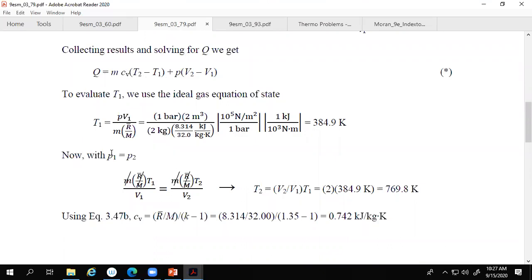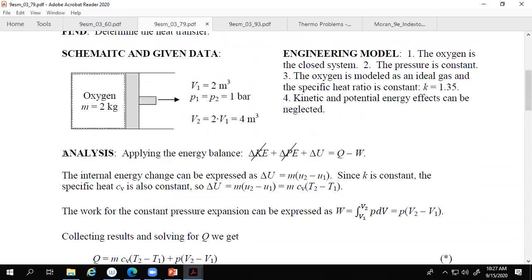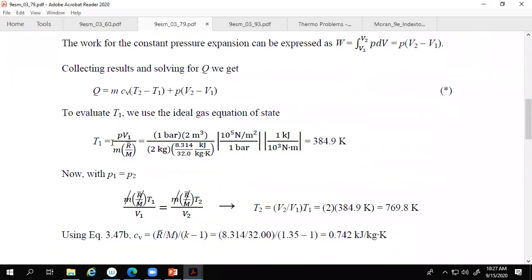Now we're going to use the ideal gas law, because we're making ideal gas assumptions. We don't know the initial temperature, but we know pressure and volume. If you know any two and you assume the ideal gas law, you can solve for the third. That's what he's doing here. So T1 is equal to P times V1 divided by the mass times R, and you don't have to write P1 because P is constant; P1 equals P2, so it doesn't matter. This R is the specific gas constant, that's universal divided by molecular weight.